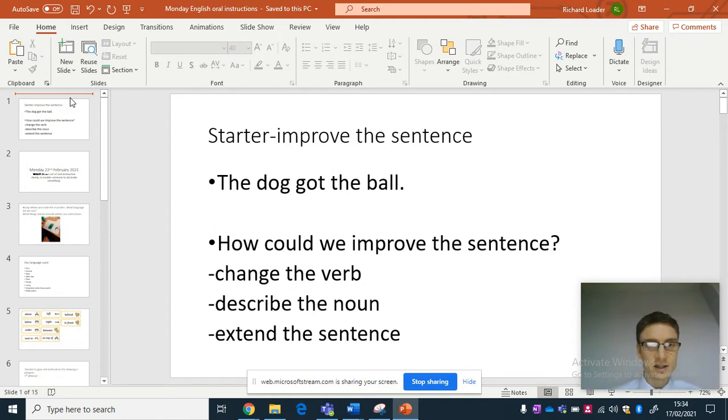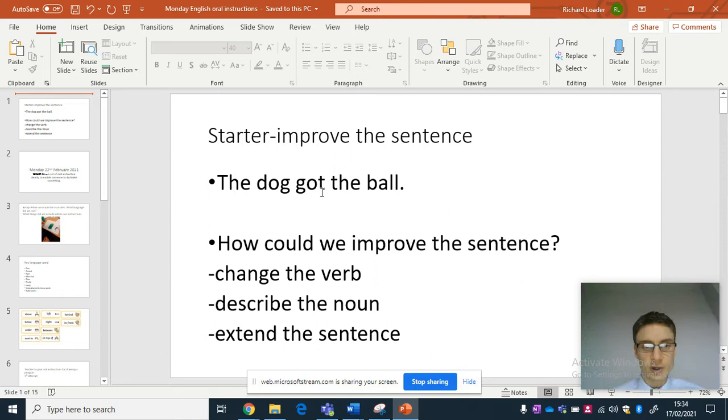It's an English lesson. To start off with, I'd like to talk about this starter. What I'd like you to do is see if you can improve the sentence. The sentence is, the dog got the ball. Okay. Now, how could we improve this sentence?